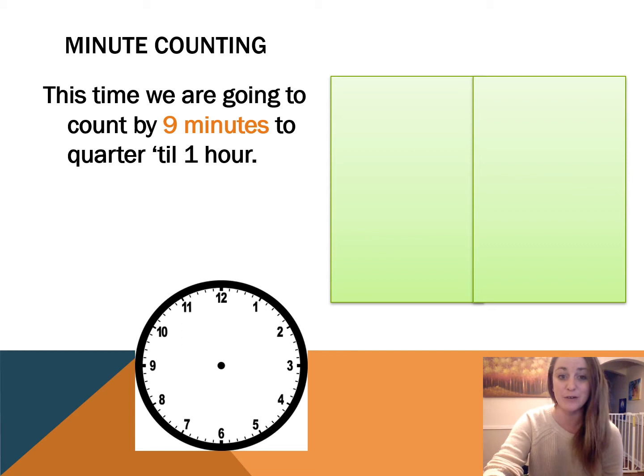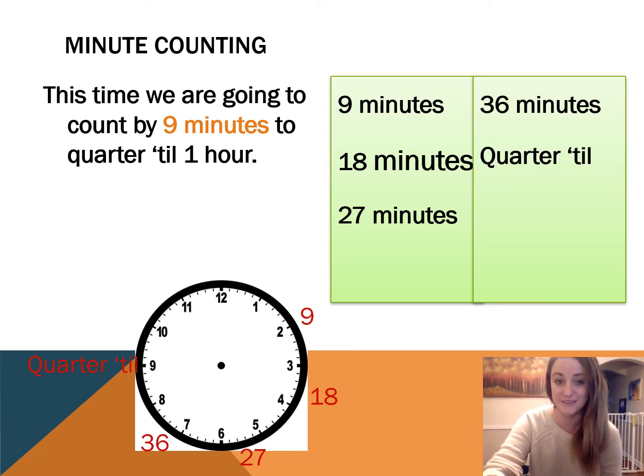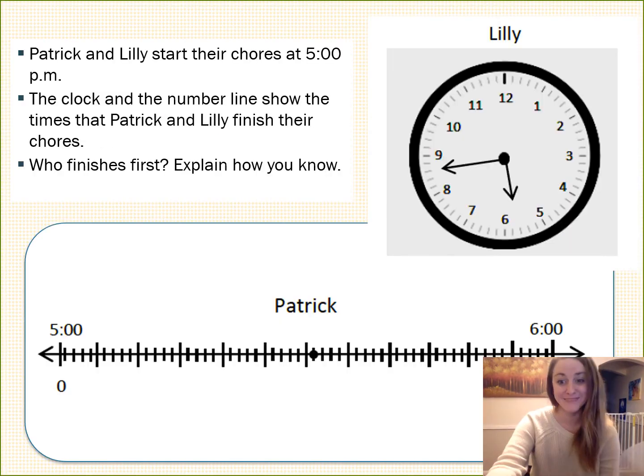This time, we are going to count by 9 minutes to quarter till 1 hour. That means 15 minutes away from the new hour. 9 minutes, 18 minutes, 27 minutes, 36 minutes, quarter till. Great job! Let's begin our application problem.